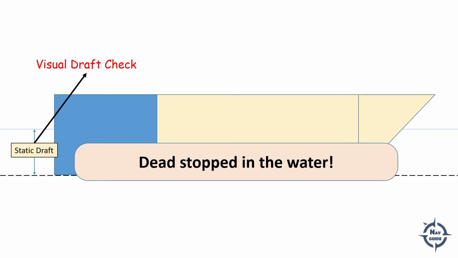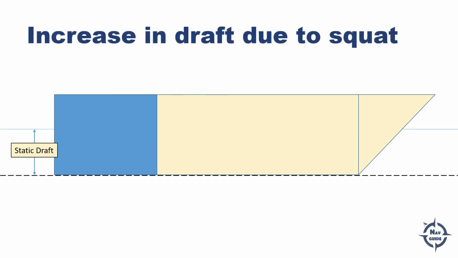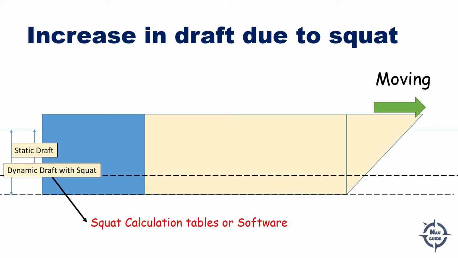How do you check it? You can visually check it. You have the load indicator giving you this draft. Every time the ship moves, there are other factors at play. Every time the ship is moving ahead, there is a displacement of water around the ship, which is called squat. Due to the squat, there is a dynamic draft which is more than the static draft.